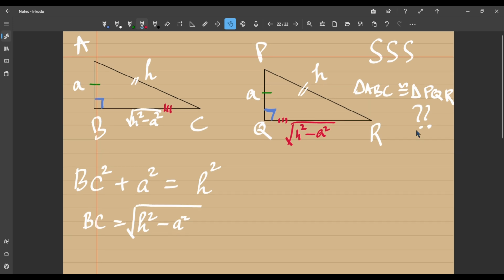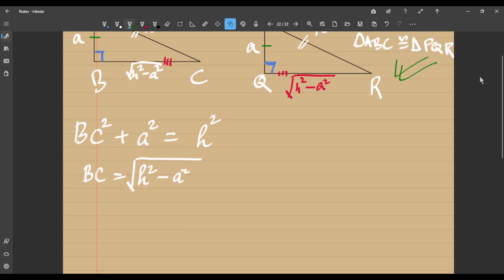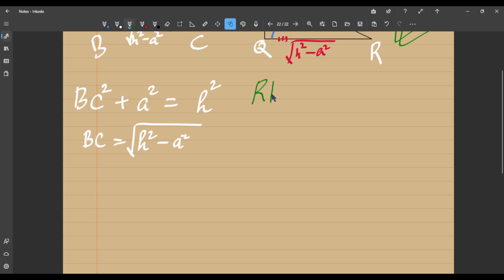So haven't we landed into something interesting? We again have our SSS congruency. Because all the sides of the triangles are equal, we can conclude that all the angles will also be equal, and hence they are of the same shape and size, and hence this is a true statement. I hope this quick video helped you to see that RHS is just a special case of SSS.